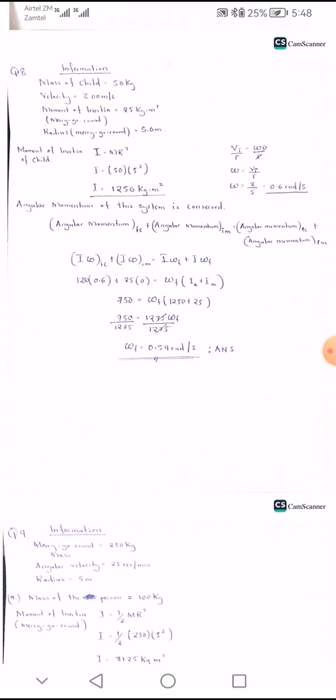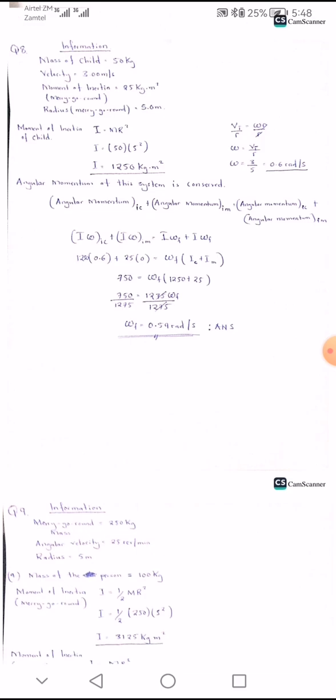Question number 8 reads: a 50 kg child running at 3.0 meters per second jumps tangentially onto a stationary merry-go-round platform whose radius is 5.0 meters and whose moment of inertia is 25 kg meter squared. There is no friction. Find the angular velocity of the platform after the child has jumped on.